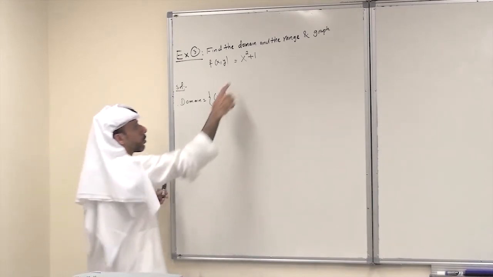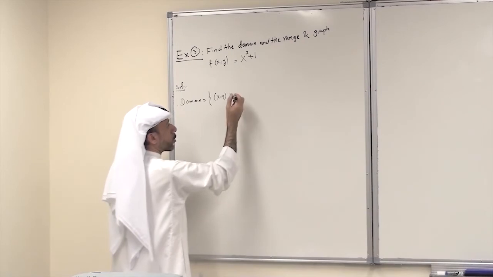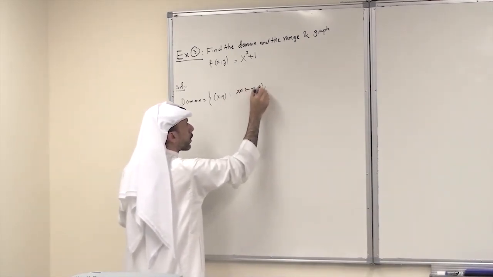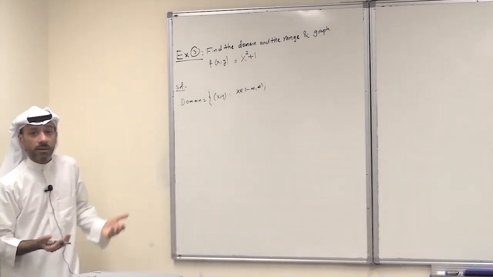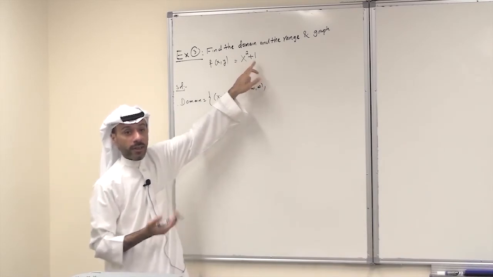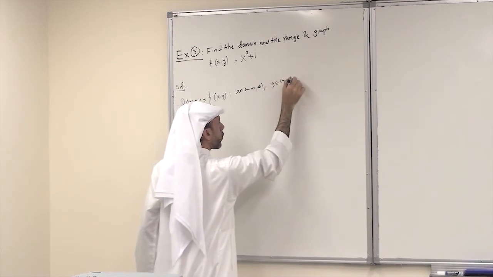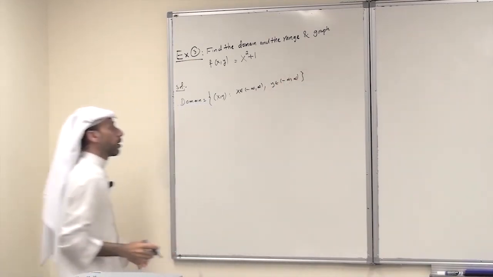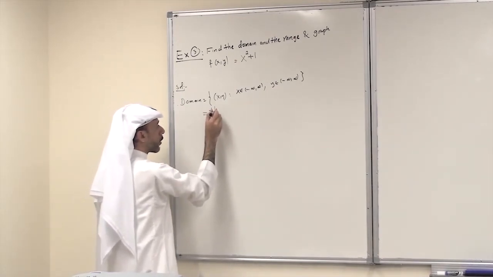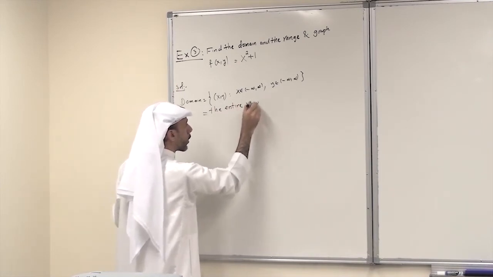Here we have x squared plus 1, so I can substitute any value for x. It will give me a real number. So this is x from minus infinity to infinity. And y, well, in fact, there is no y in the formula. So y can take any real value also. So y will be minus infinity to infinity. So this is the domain. Verbally, it is the entire xy plane.